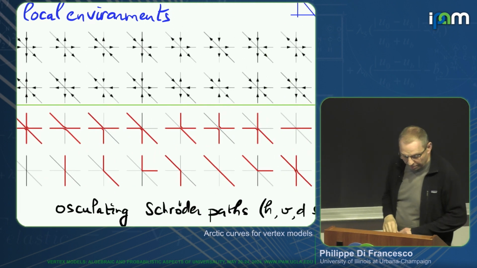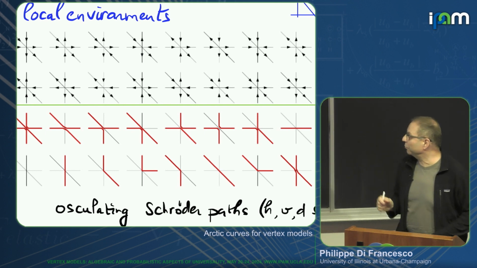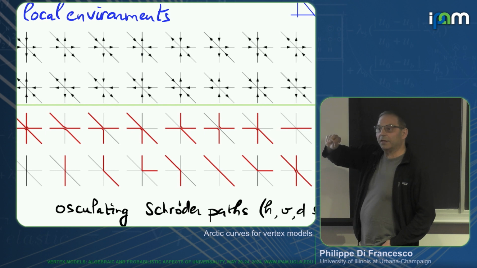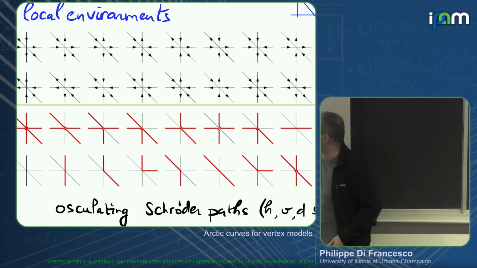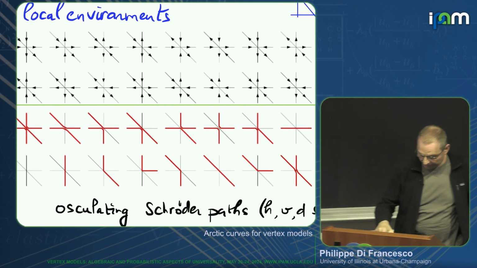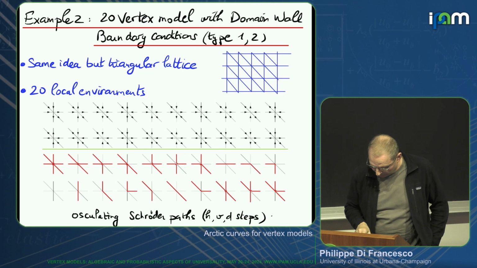Okay, so they're osculating Schroeder paths. Yeah, Schroeder paths were the types of paths that we had in domino tilings, because they had 3 types of steps, right? Up, down, or straight. And here, same thing, yeah? Up, down, or straight, if you rotate by 45 degrees. I call them horizontal, vertical, and diagonal here, HVD.